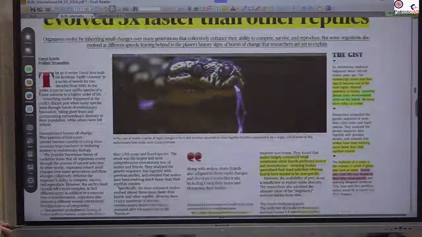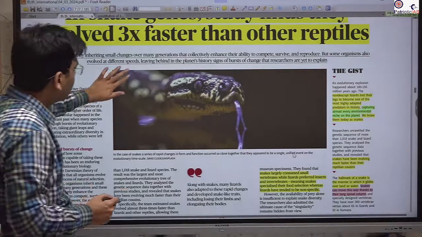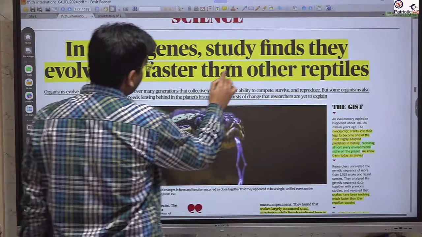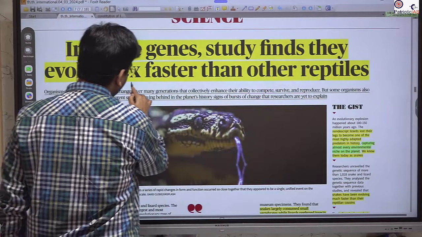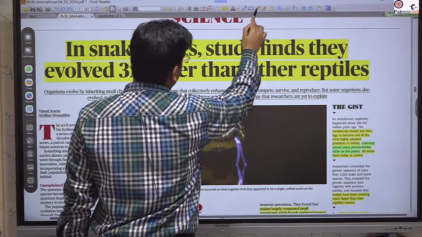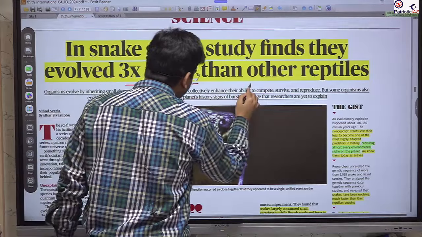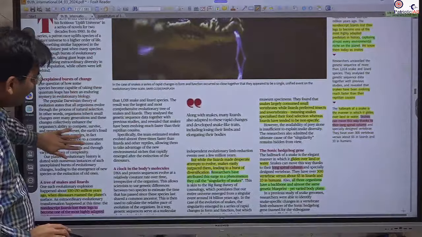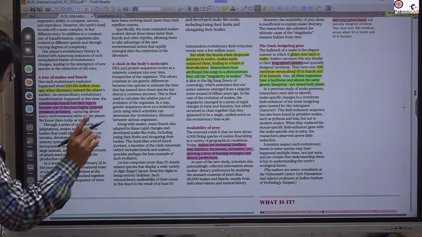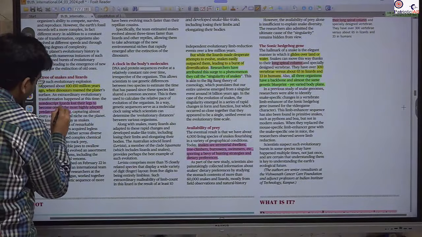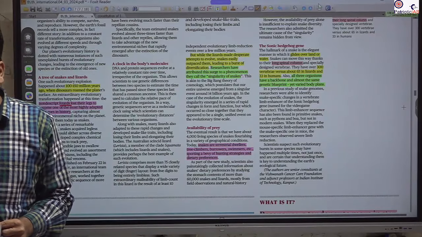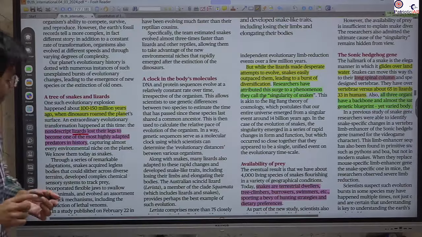Okay, the important news that we are going to take is with respect to science and technology, and this is with respect to a study which finds that snake genes evolve 3x faster than those of reptiles. So there has been so much evolution in snakes. Snakes are descendants of lizards, and they lost their legs to become snakes. Okay, so please remember this.